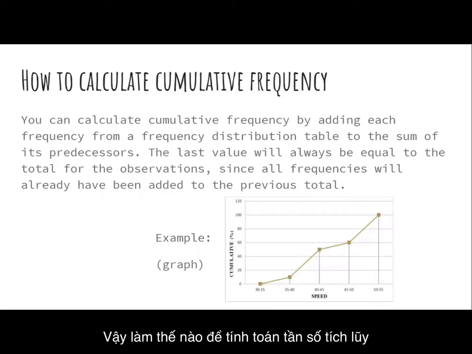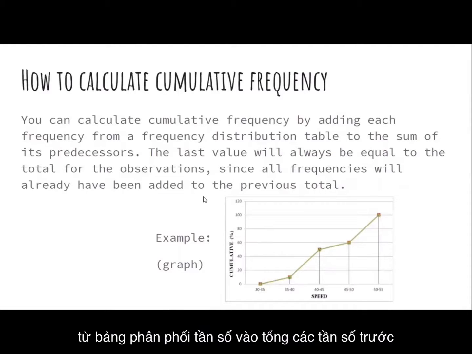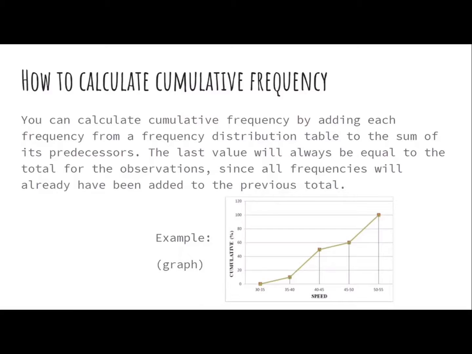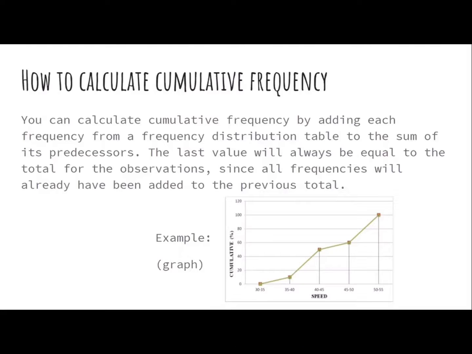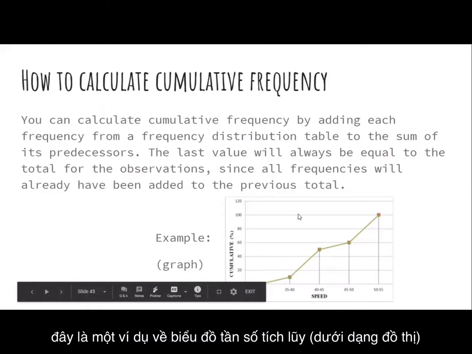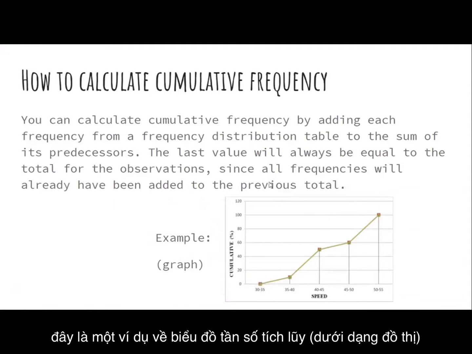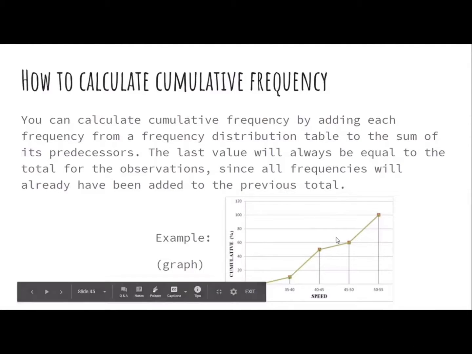So how do you calculate cumulative frequency? You can calculate cumulative frequency by adding each frequency from a frequency distribution table to the sum of its predecessors. The last value will always be equal to the total number of observations, since all frequencies will already have been added to the previous total. And this is an example of the graph, and you will use the cumulative frequency table to draw this graph.